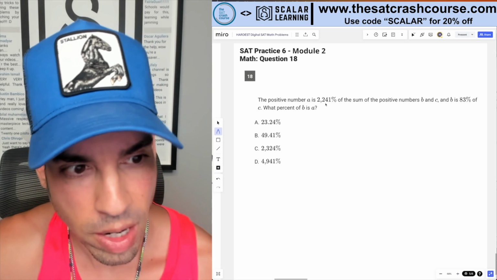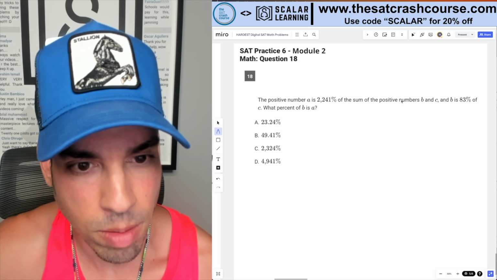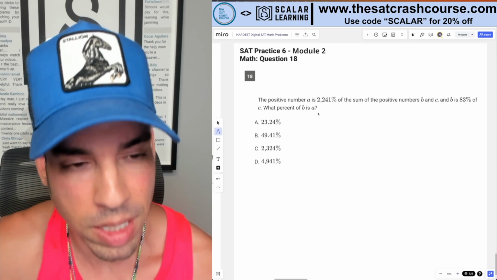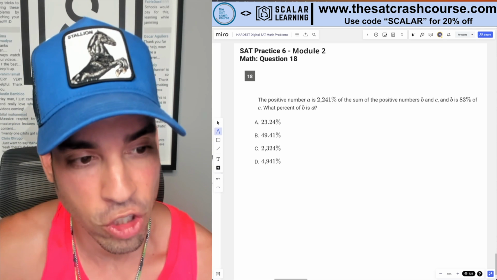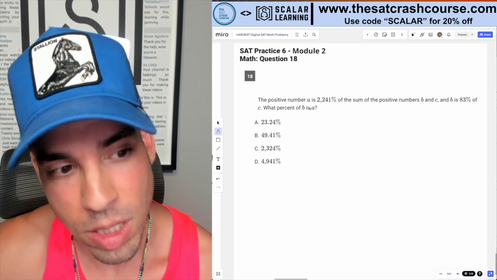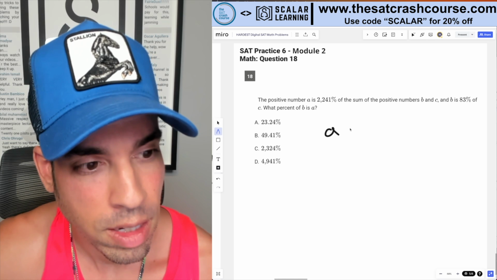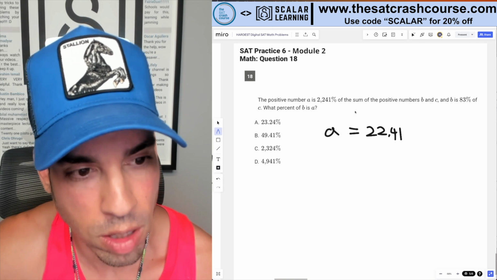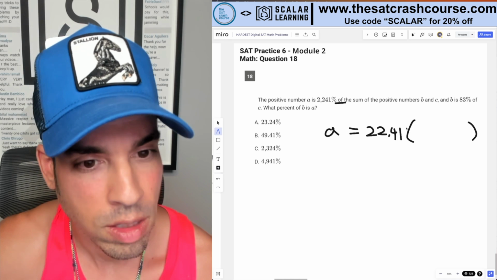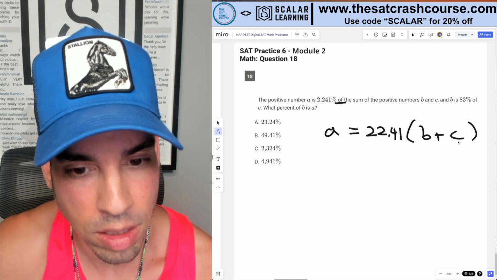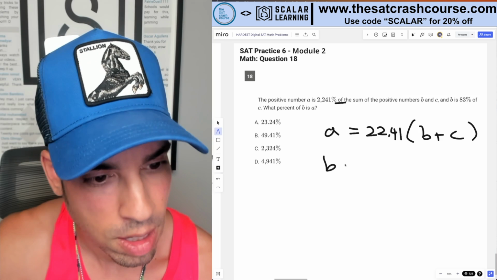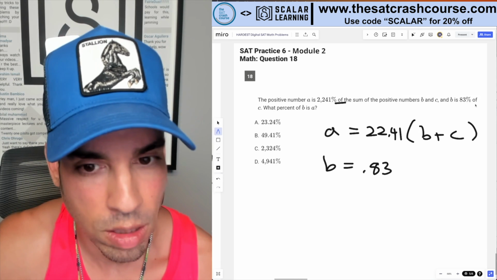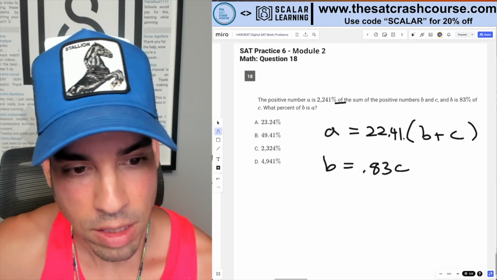Done. The positive number a is 2,241% of the sum of the positive numbers b and c, and b is 83% of c. What percent of b is a? All right, this is basically a system of equations. It's just using these annoying percentages, but let's turn them into equations. A is 2,241%, or 22.41, of means multiply, the sum of b plus c. There's my first equation, and then it says and b is, my equal sign, 83% or 0.83 of means times c. Now I got this great system of equations.